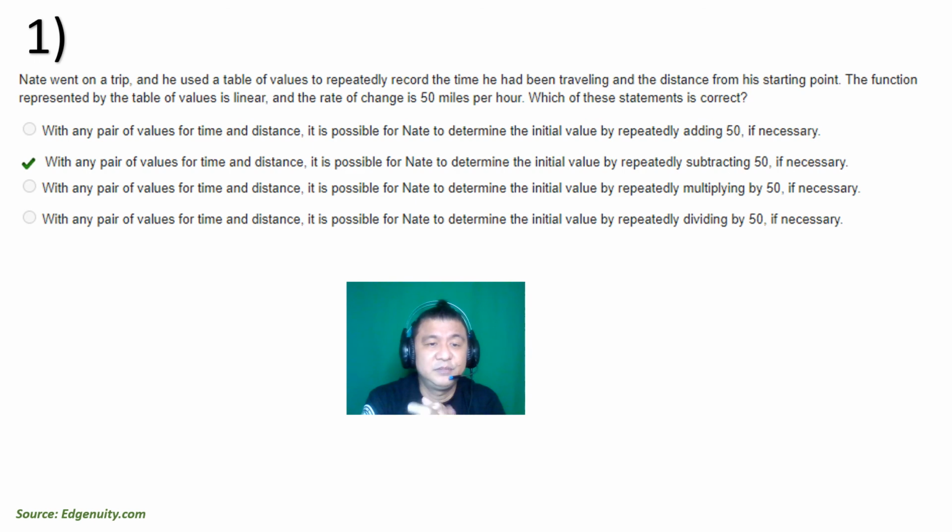Nate went on a trip and he used the table of values to record the time he had been traveling and the distance from his starting point. The function represented by the table of values is linear. It says it's a straight line. And the rate of change is already given: 50 miles per hour. Which of the statements is correct?